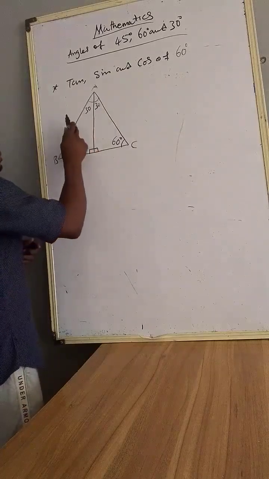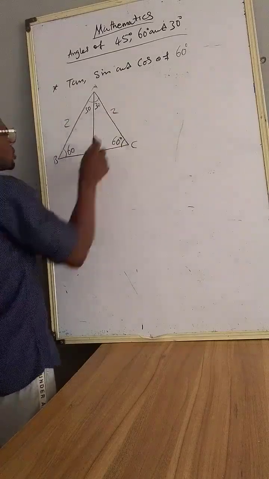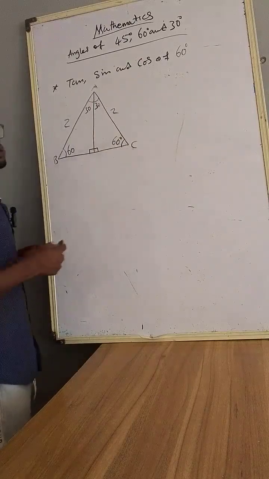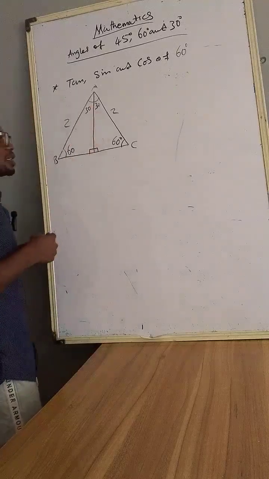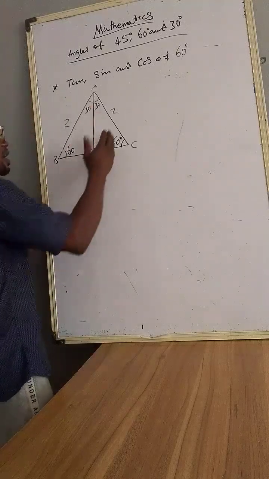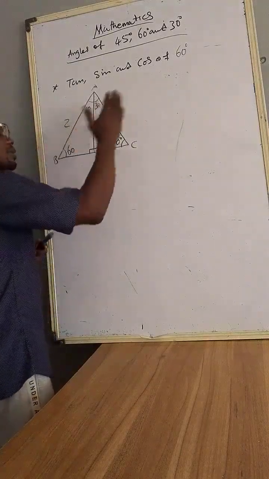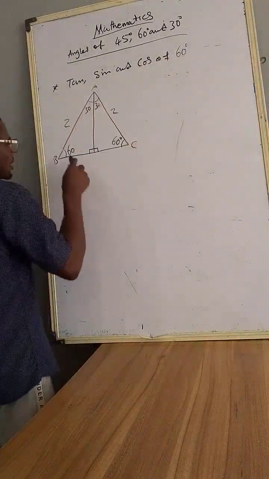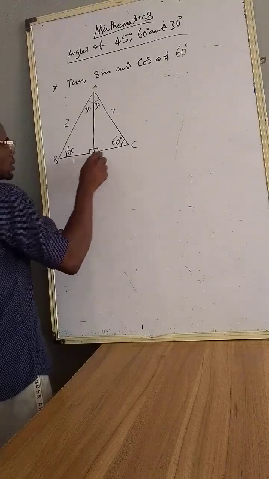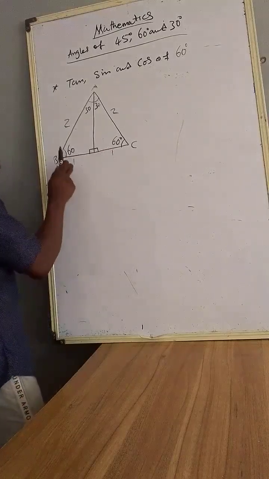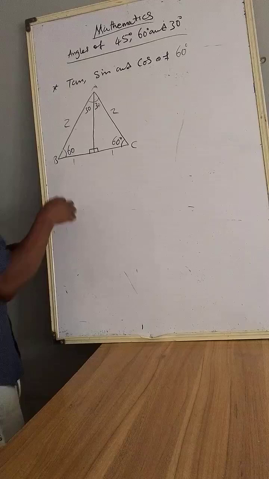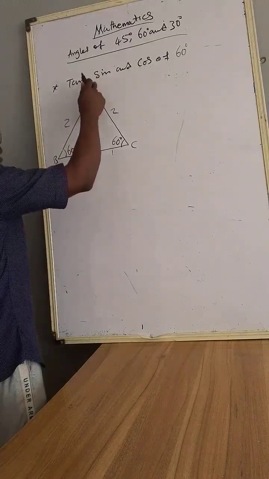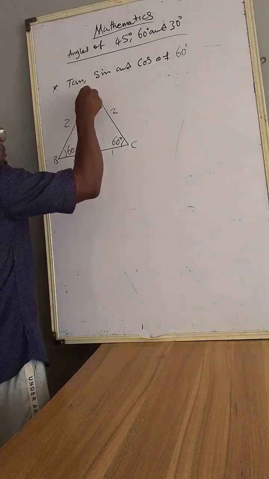Okay, so if here is 2, here is 2, BC will also be 2. But since I've divided my equilateral triangle into two, so that I have two separate right angle triangles, therefore here will be 1. Here will be 1. So that 1 plus 1 will give me 2.